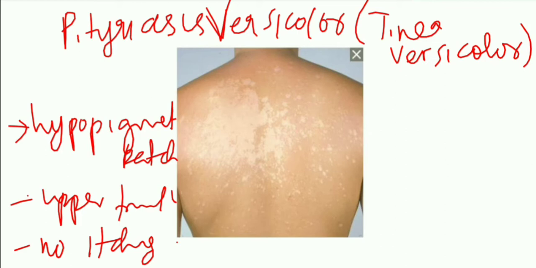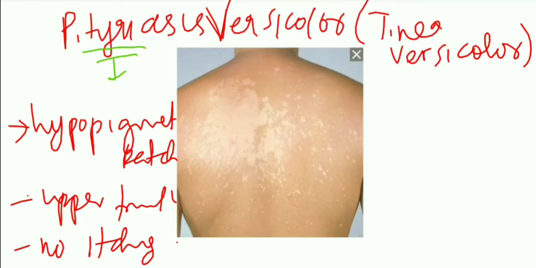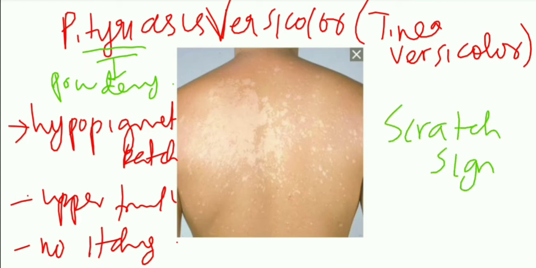First of all, let us see why the name is pityriasis versicolor. Why pityriasis? What is the meaning of that? Pityriasis actually means very fine, powdery or branny scales. So here scales will be there. Sometimes the scales will not be visible, but when you give a scratch the scales will be very clearly visible. So that is the scratch sign. In pityriasis versicolor, the scratch sign will be positive.